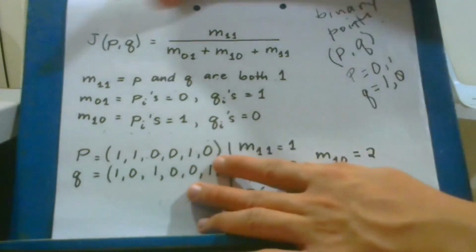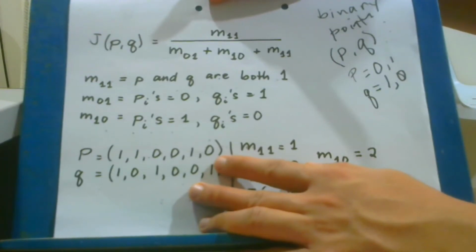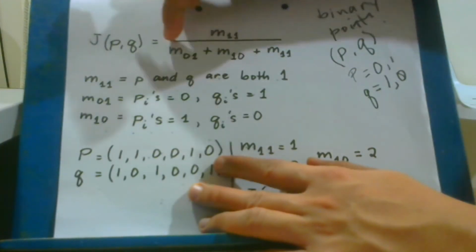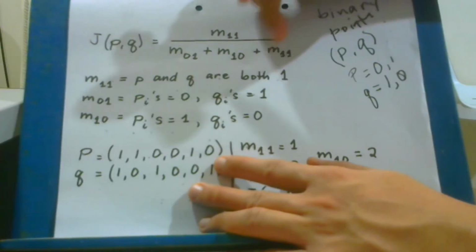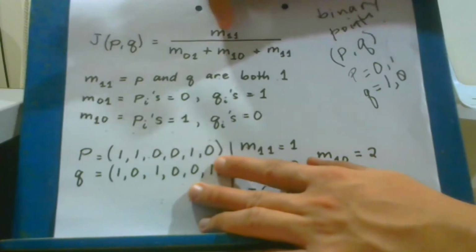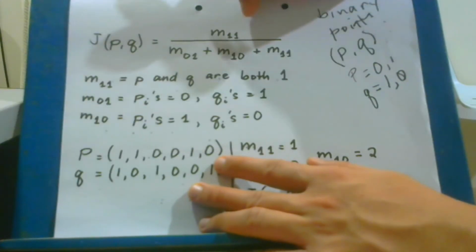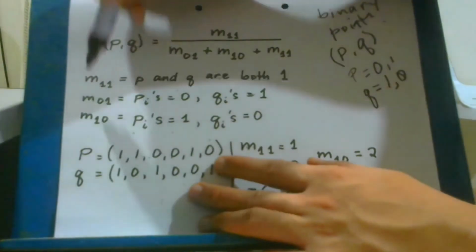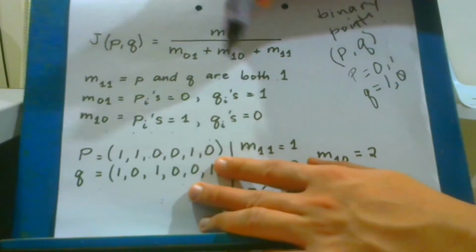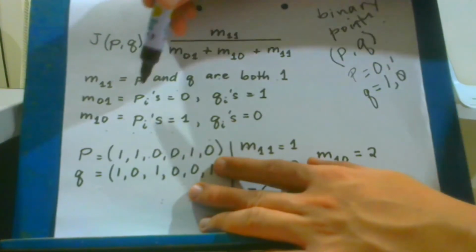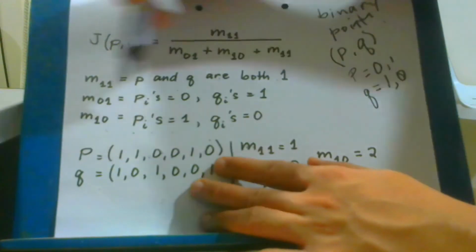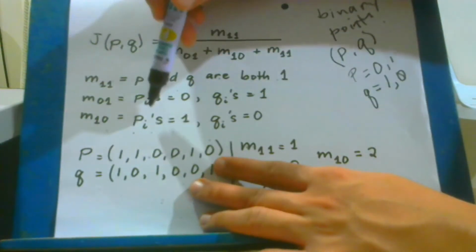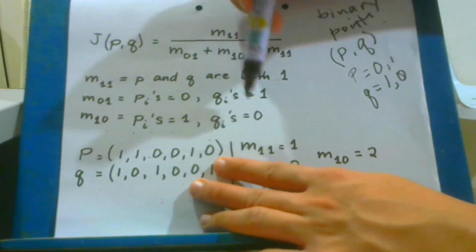So we have this formula in solving for Jaccard of P and Q: M11 over M01 plus M10 plus M11. What does each one of these elements in our formula mean? M11 means that P and Q are both 1. M01 means that P i is equal to 0 and Q i is equal to 1. M10 means P i is equal to 1 and Q i is equal to 0.